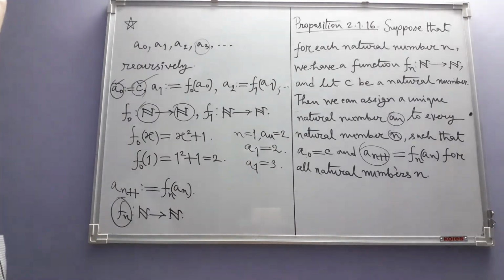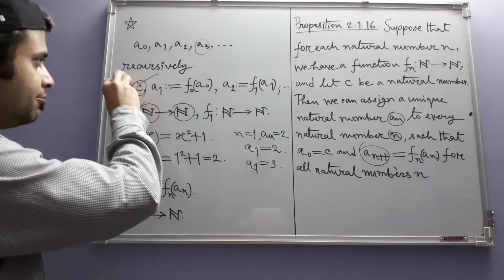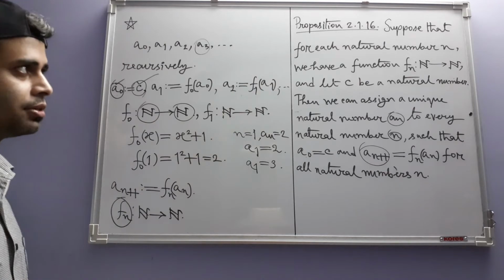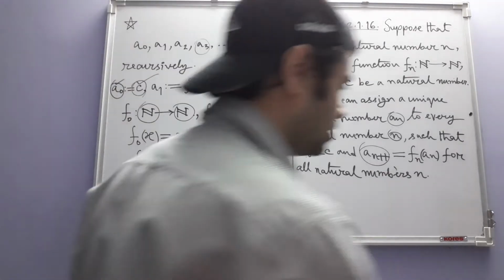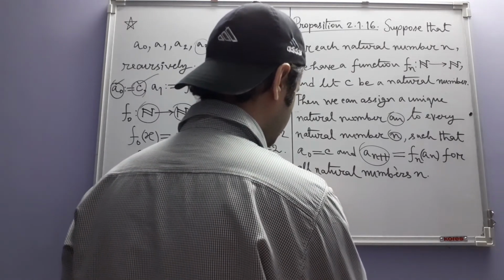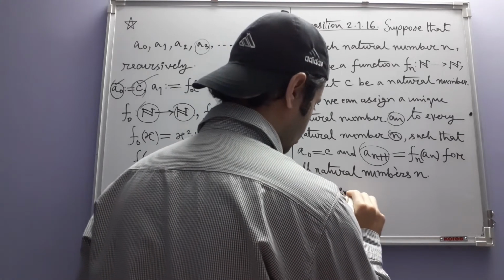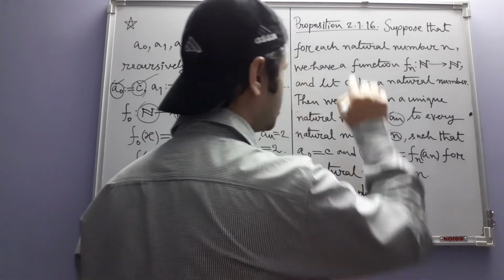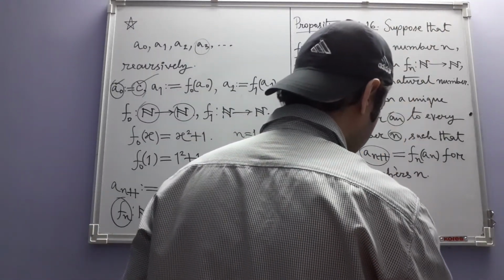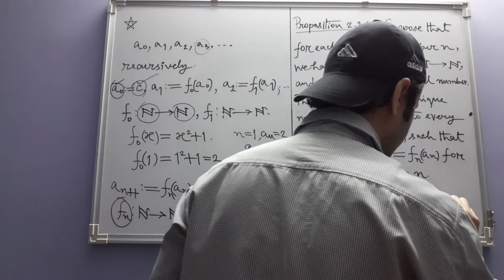Now we have to prove it. This proposition will allow us to define things like this, and these definitions are called recursive definitions. I forgot to write some things. Let me write them here. It's called the principle of recursive definitions. These things should have been written in the beginning itself.